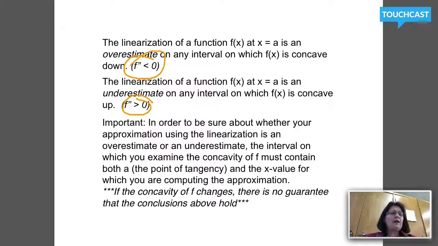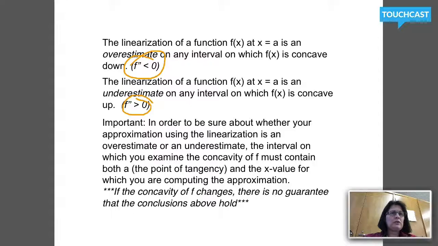So just a caution, I haven't seen this come up specifically, but I'm expecting that you would be able to justify your answer and know this when you justify your answers. To be sure whether your tangent line approximation is an overestimate or an underestimate, you have to be sure about the concavity of f on that interval, and the concavity of f can't change. If there's a concavity change somewhere along there, then your decision about whether your tangent line is an overestimate or underestimate isn't going to hold. And so what do I mean by that interval?